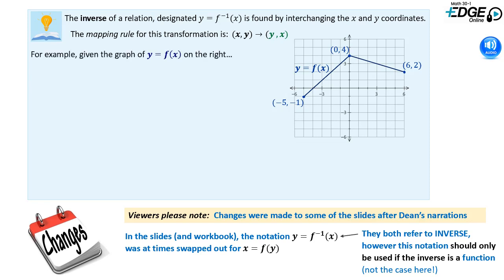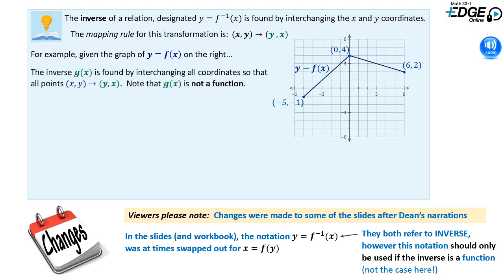Here we're given a graph of y equals f of x. Its inverse we found by exchanging all of the points' coordinates, so x and y become y and x. We notice here that while f of x was a function, g of x is not a function. For example, for the x value of 3, we have a point at both 3, negative 1, and 3, 3. Since one x value generates more than one y value, or since this would fail the vertical line test, this relation is not a function.